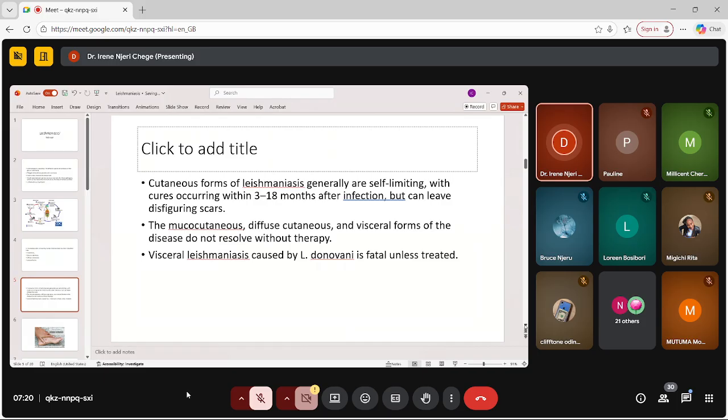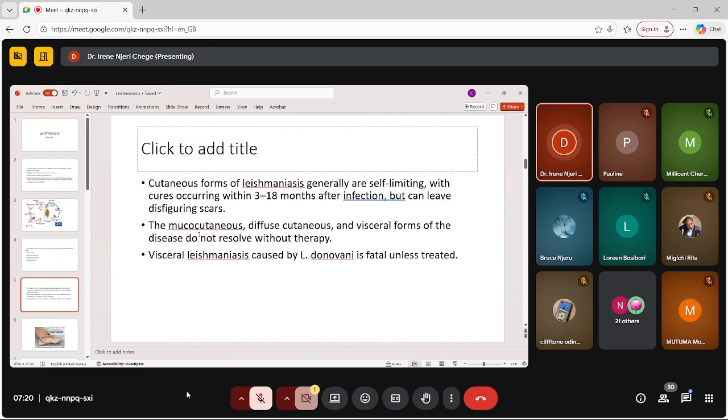The mucocutaneous form, we said it involves the mucocutaneous junction. And it is caused by species such as Leishmania braziliensis. And then we have the visceral leishmaniasis, and this one is caused by Leishmania donovani. And this one affects the organs, hence the name visceral. Or Kala-Azar disease.